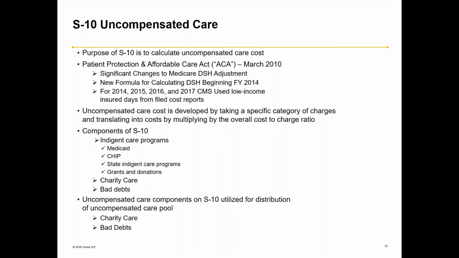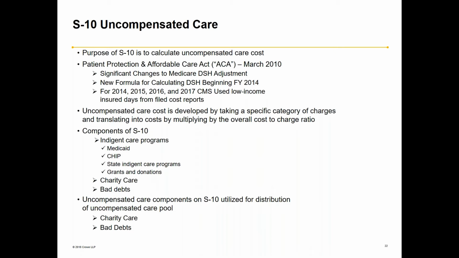So with that little history of DSH, we'll talk a little bit about S-10 and uncompensated care now. As we mentioned, the Patient Protection and Affordable Care Act that came in 2010 made a lot of different changes to that DSH formula and created this uncompensated care payment. If you were to look at S-10 on the Medicare cost report, you will see that there are several different components being reported. They're looking at Medicaid shortfalls and all the different state programs. All that information is reported on S-10.